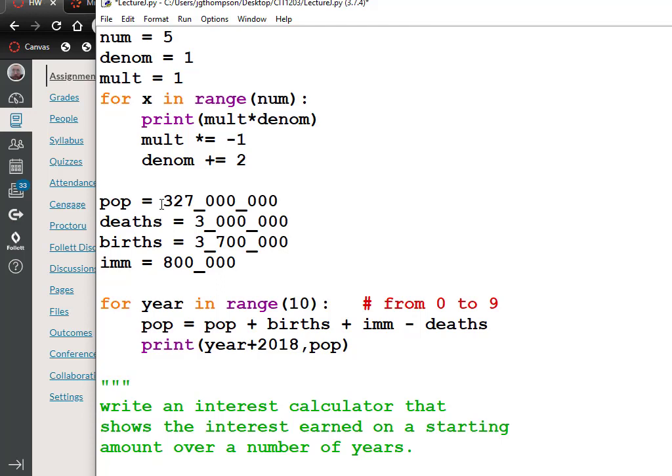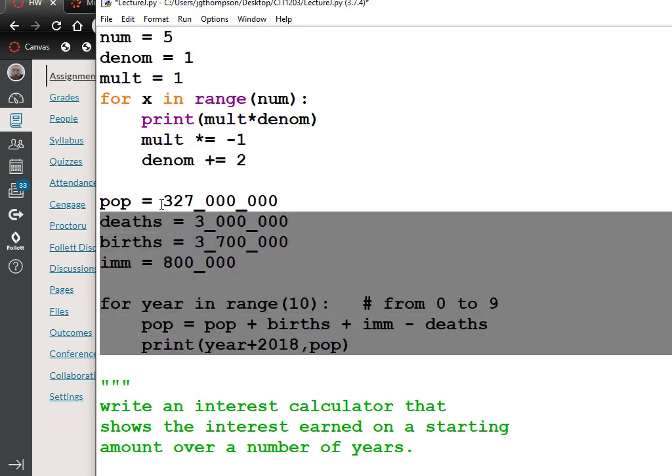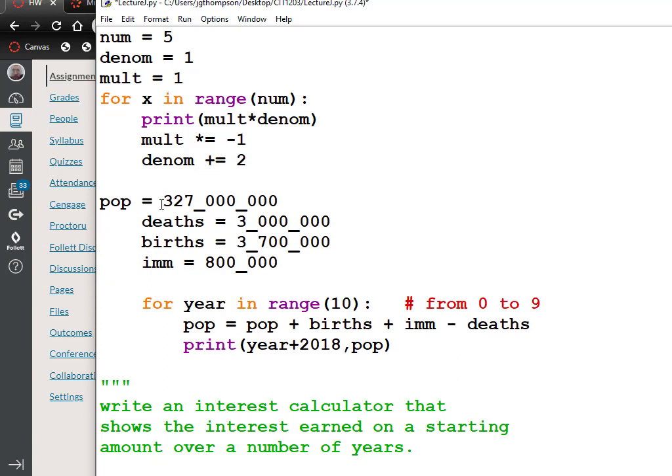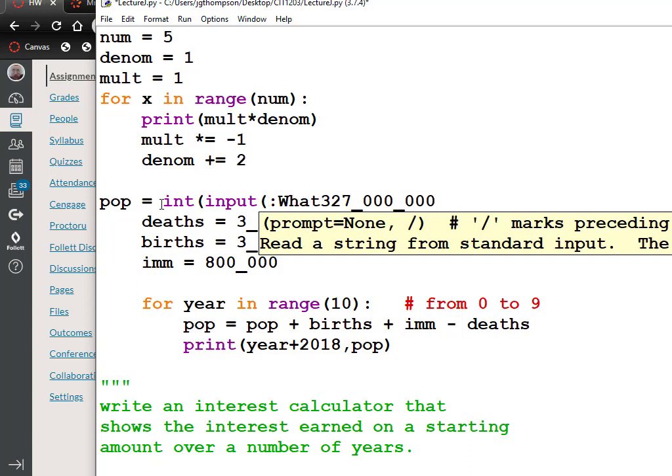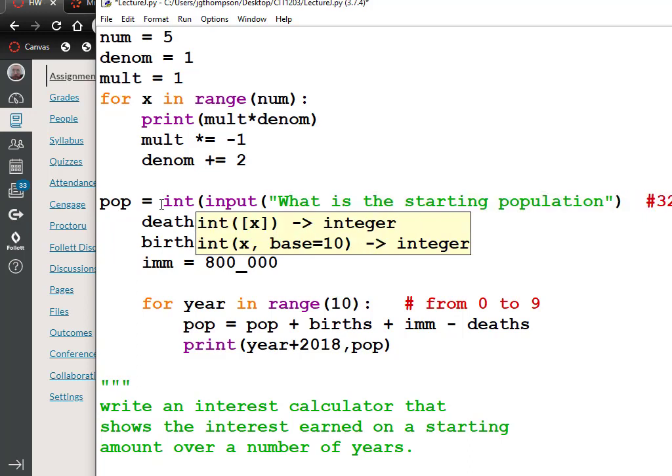But what are we going to do first? We're going to ask them for the population. And then we're going to tab everything else over, because if the population is zero, we don't want to do it, and if the population is not zero, we do. So I'm going to tab that over, and I'm going to ask for the population. The population is equal to, why don't we just use whole numbers this time? int(input("What is the starting population?")). You might want to get rid of that 37,300. Yeah, I would leave that as a comment. It's just a good value.